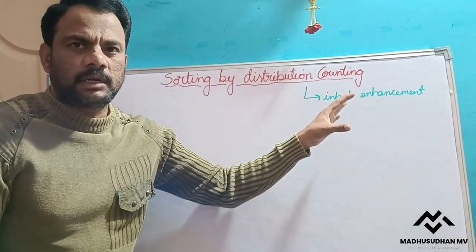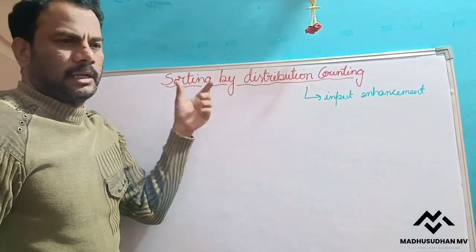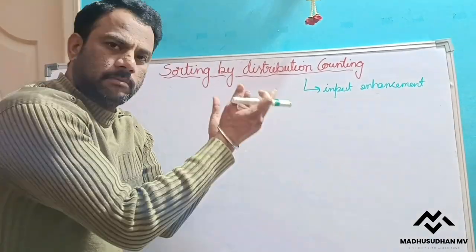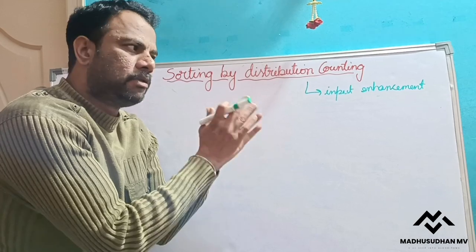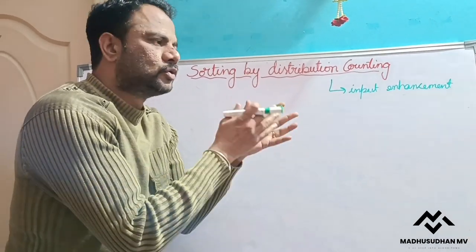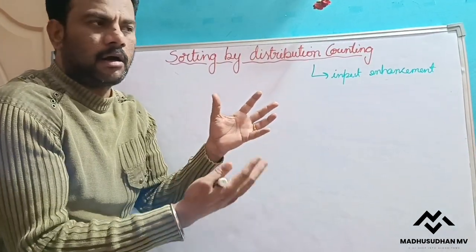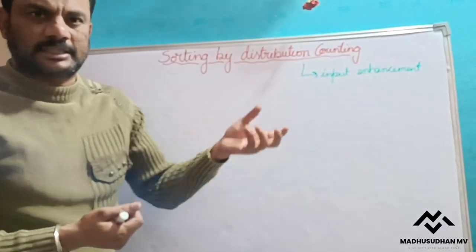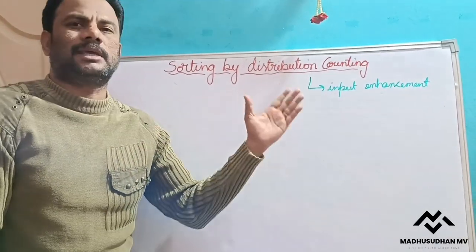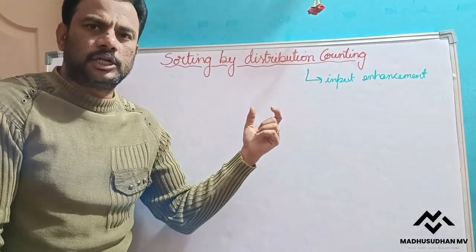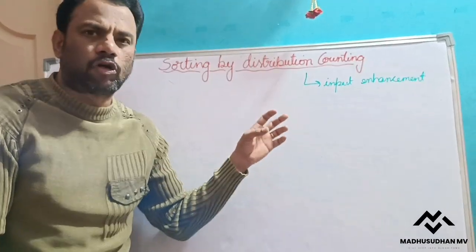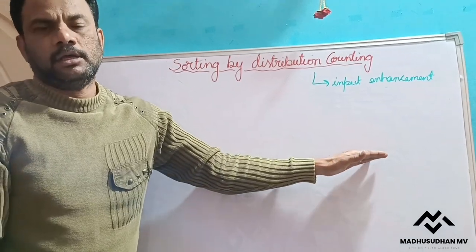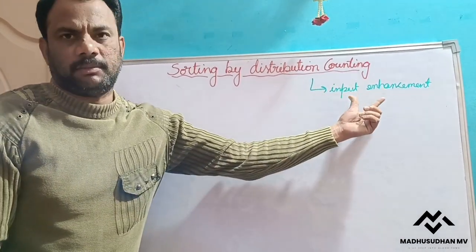What do you mean by input enhancement? Given for the sorting one array to be sorted, that is only the given input. But from that array, before solving the problem, we are generating or acquiring some additional, external information about the given problem. With that additional information, we can solve the problem or sort easily in a faster way. So that's what input enhancement is.